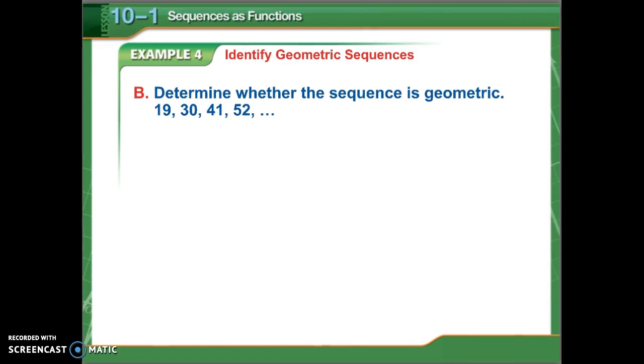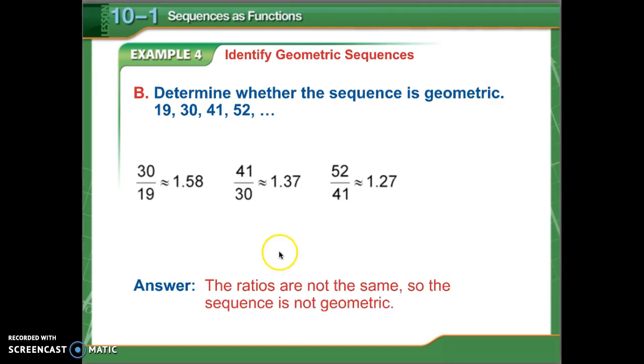Part B, we're going to look at another pattern. We've got 19, 30, 41, and 52. And when you look at this pattern, if you're going to take a number and divide by the number that came before it, you can see every time that we get a different ratio, which means that this sequence is not going to be geometric because the ratios are different every time.